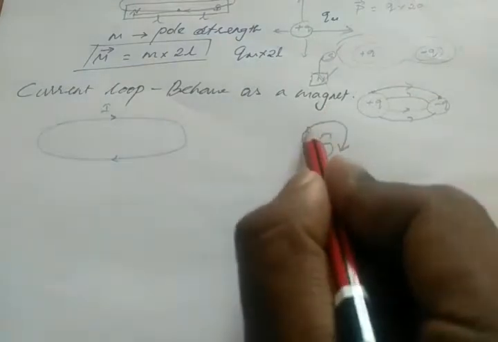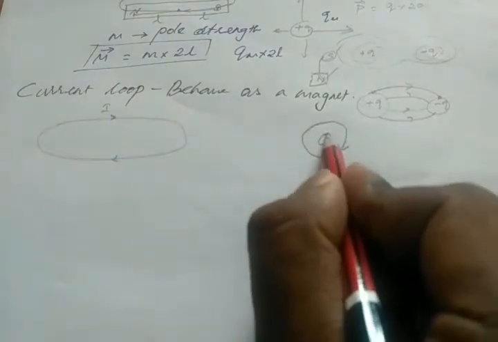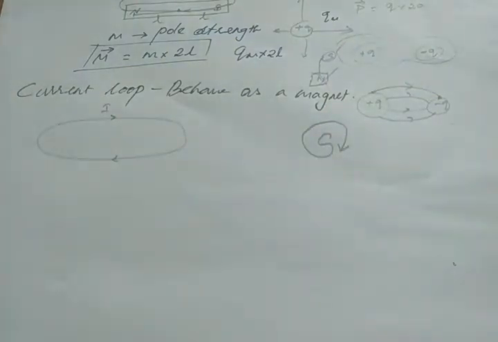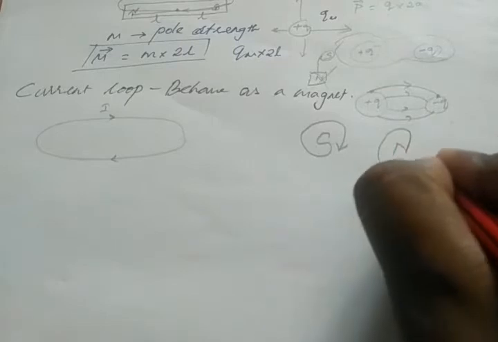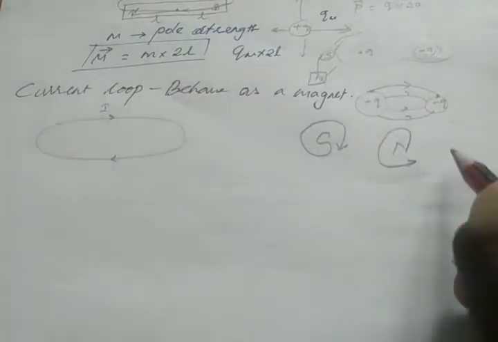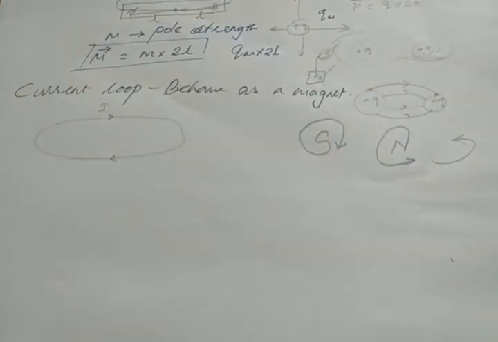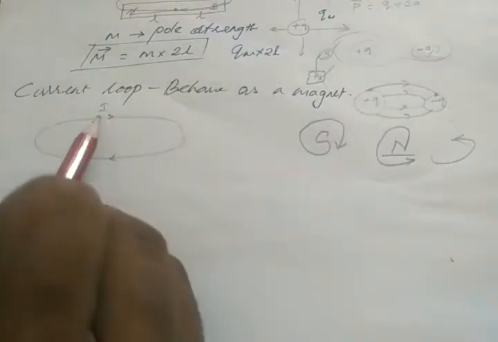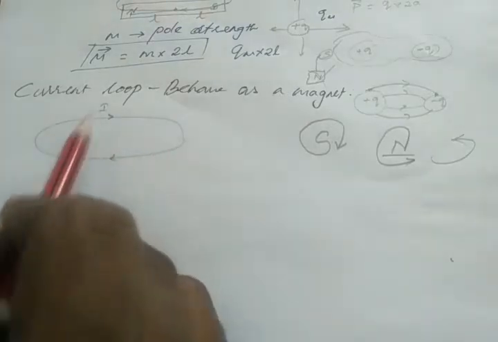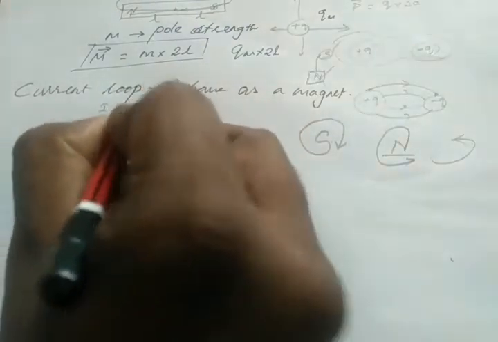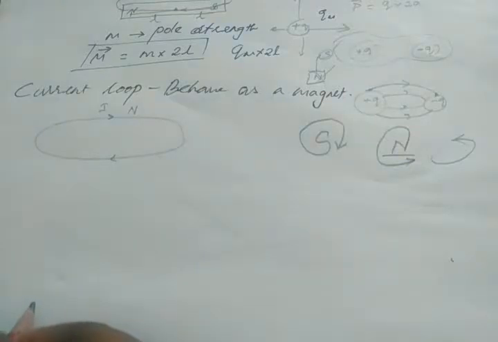So the direction is clockwise and the pole is known as south pole. If current is flowing in the anti-clockwise direction, then the upper pole is taken as north pole. Here the current is flowing in the clockwise direction in this loop, so the upper side is the south pole.